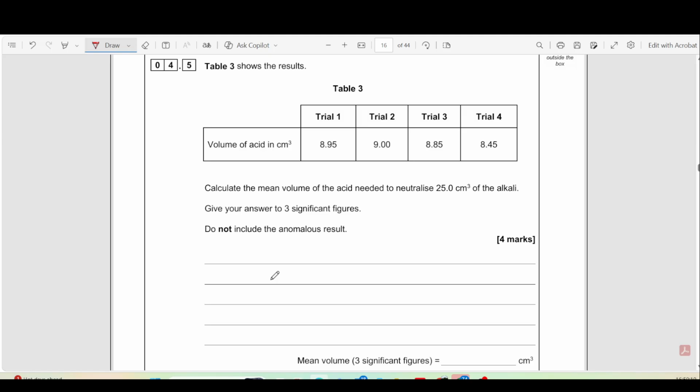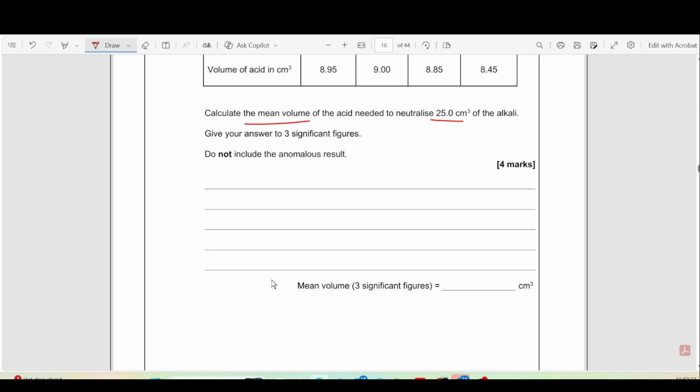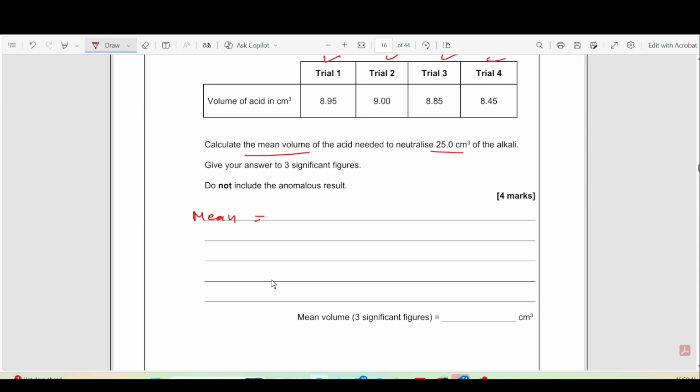Next question, there is a table shown which is showing you the volume of acid in trial 1, 2, 3, and 4. Calculate the mean volume of acid needed to neutralize this much. Give your answer to three significant figures. The formula for mean is we just add all the values, like 8.95 plus 9 plus 8.85 plus 8.45, and divide by how many trials there are: 1, 2, 3, 4. So we divide by 4.